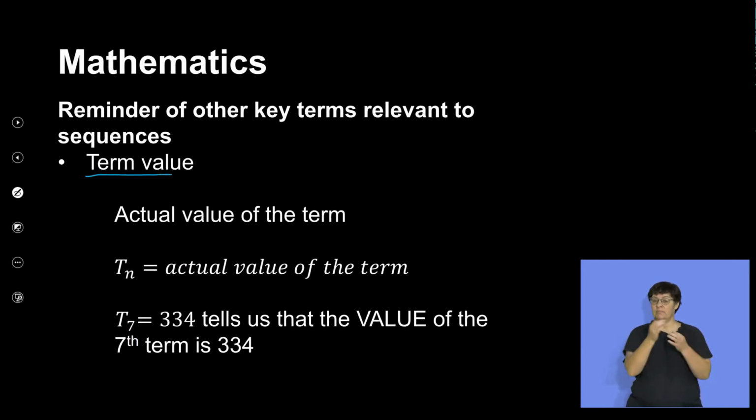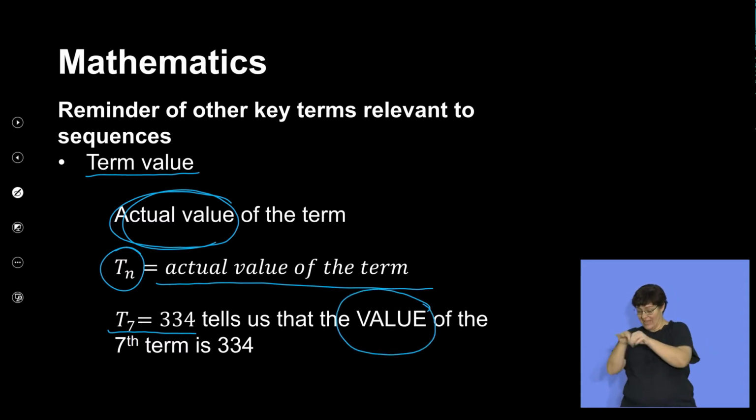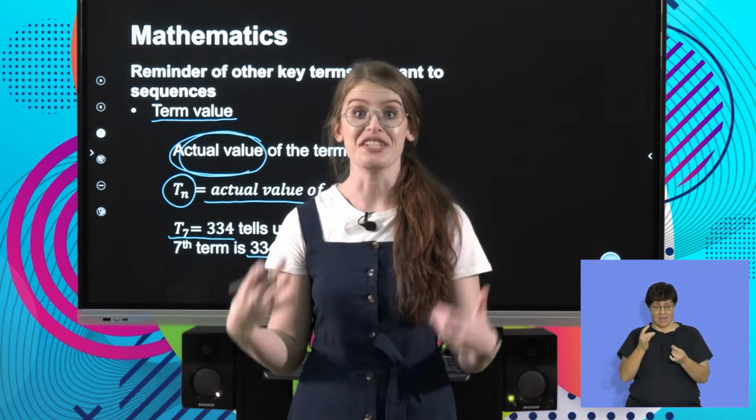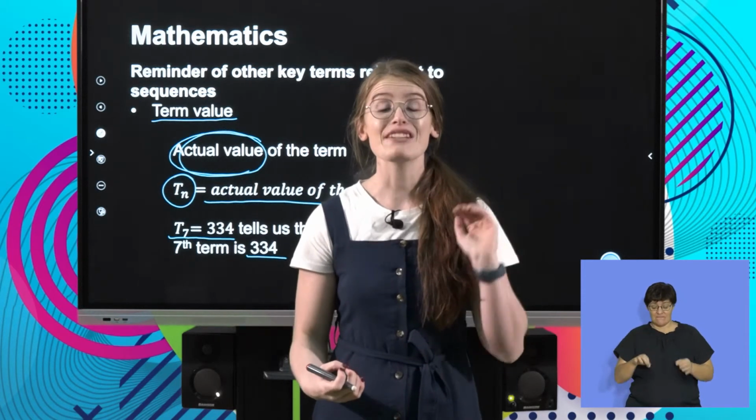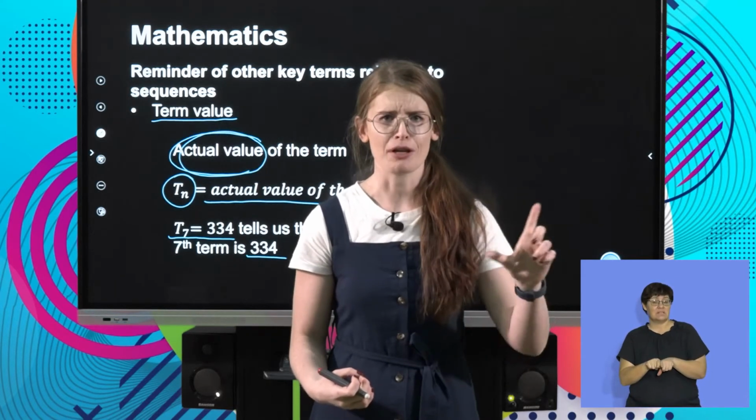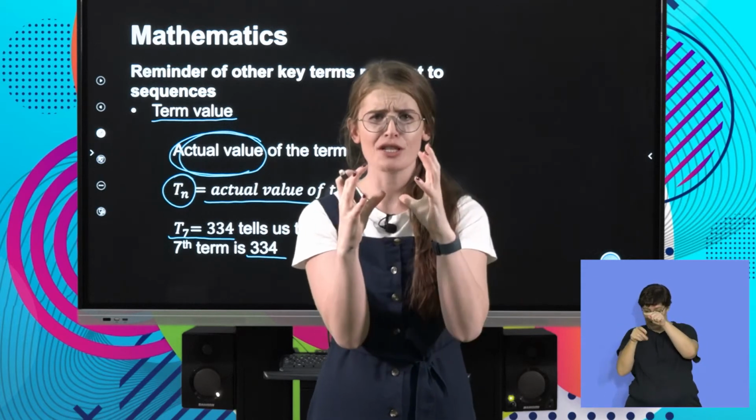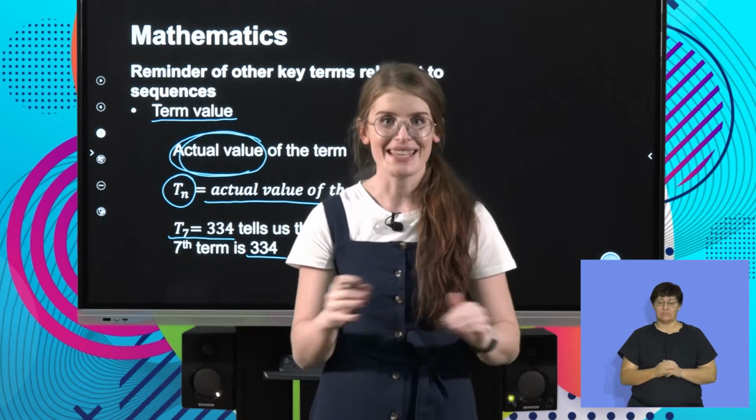So the next one is term value, and that refers to the actual value of the term. So we're going to have Tn equal to a specific number. So if I say that T7 is equal to 334, that means that the value of the seventh term is 334. So the term value and the term number are different to each other. If I say the fifth term of a pattern is 100, T5 is my term position, and 100 is the actual value of the term. So T5 is the term number, and 100 is the term value. So please make sure you know the difference between term number and term value. Let's have a look at the next slide.